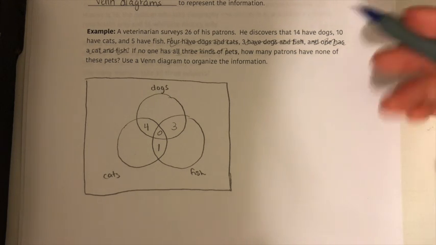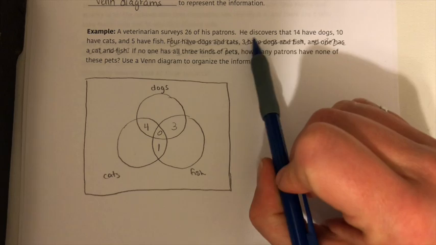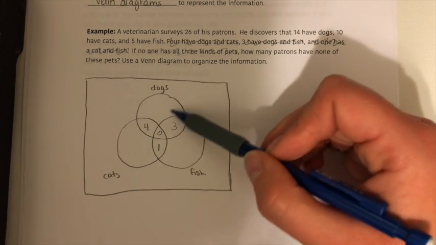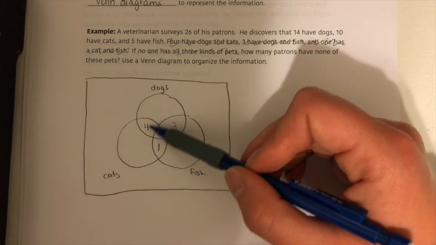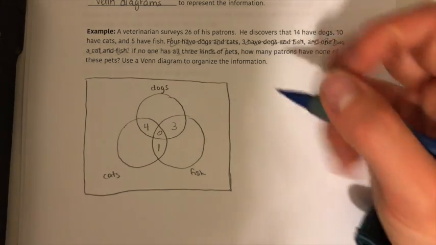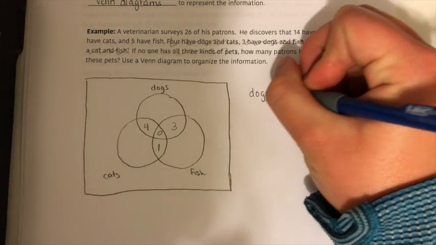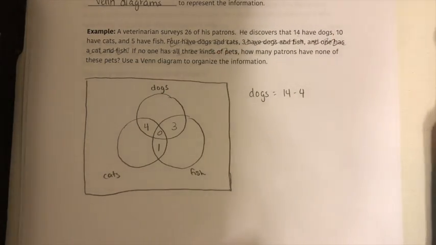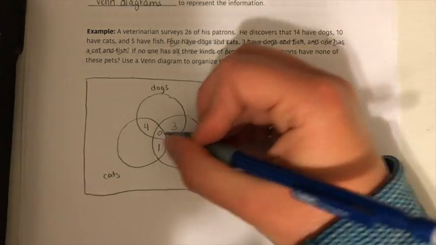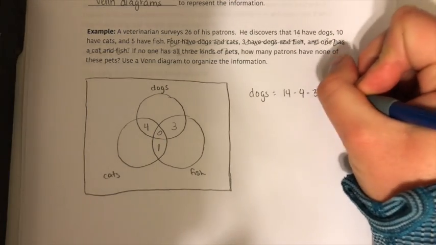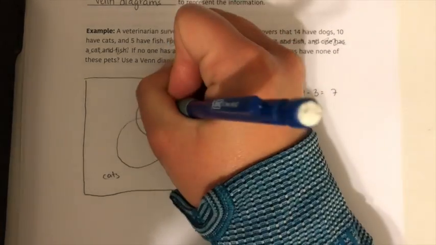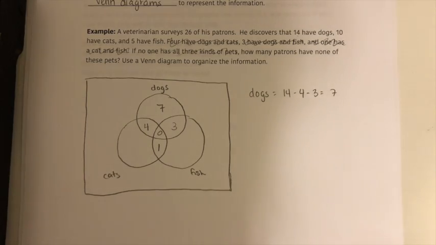Okay, now we're going to go back and say, if 14 people have dogs, that includes the people who just have dogs, but also the ones who have cats and dogs and the ones who have dogs and fish. So for just dogs, it's going to be 14 minus the 4 who have the overlap with the cats, minus 0, so we're not going to write that, and then minus the 3 who have overlap with the fish. Okay, so that's going to give me 7 people who only have dogs.